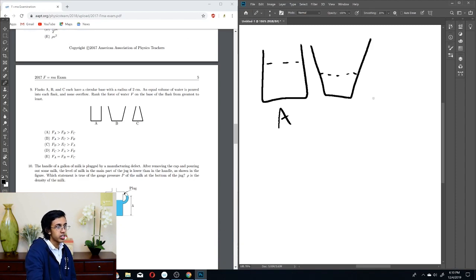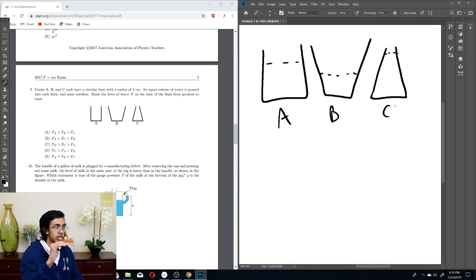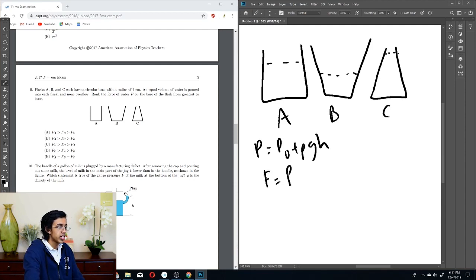For C, it has exactly the opposite case. Its level of water is going to be all the way up here because it's a smaller volume. Pressure depends purely on the height of the water, because the equation is P equals P0 plus rho g h, and F is equal to PA. As height increases, our pressure increases, and since all our areas are the same, force increases if pressure increases.